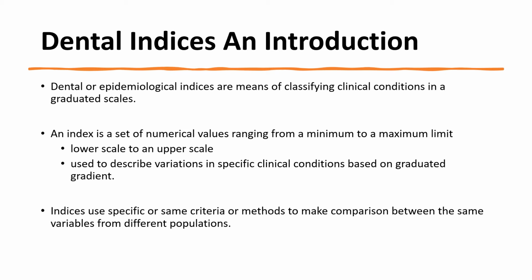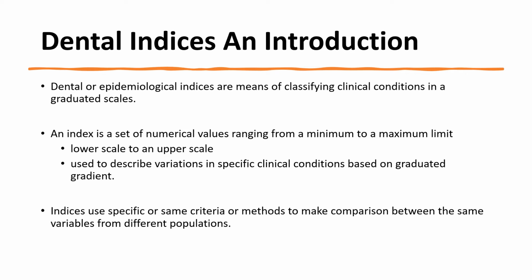So you need something that is quantifiable, something you can measure, a measurable scale. So the diseases need to conform to a scale that can be measured. So that is what indices are used for. Indices use specific or the same criteria or method to make comparison between the same variable from different populations. Exactly what I've said now.